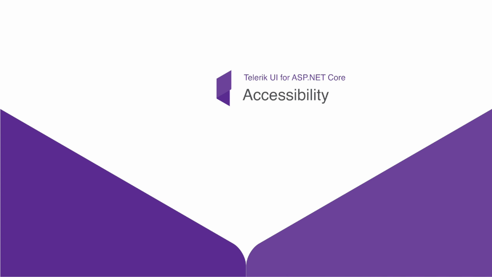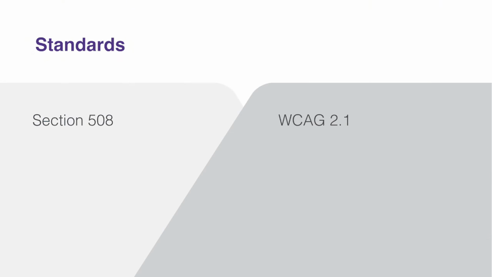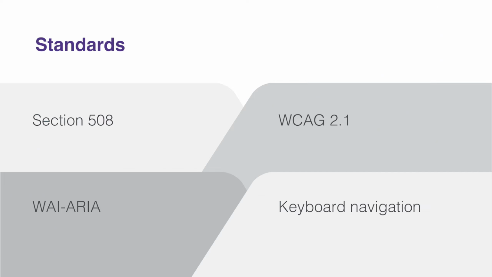Websites and applications are accessible when they provide full control over their features by enabling users with disabilities to access their content by using assistive technologies or keyboard navigation. Telerik UI for ASP.NET Core supports accessibility features in their component set, and this includes standards such as Section 508, W3C Guidelines 2.1, WAI-ARIA, which is the World Wide Web Consortium's Accessibility Specifications, and also keyboard navigation.